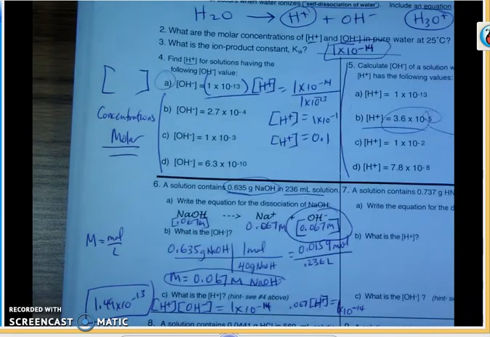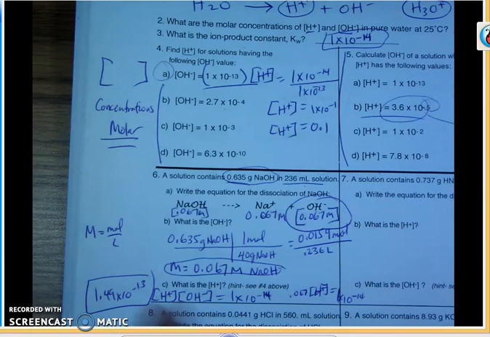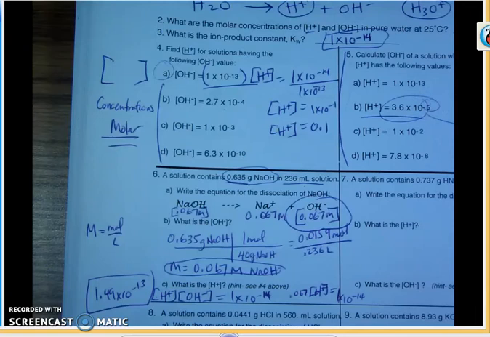Okay? So find the molarity. Divide 1 times 10 to the negative 14 by the OH, then you'll get your H plus concentration. This concentration is very, very small, telling you that there's only a little bit of this, so the solution is very dilute. Okay? So go ahead and finish number 6.